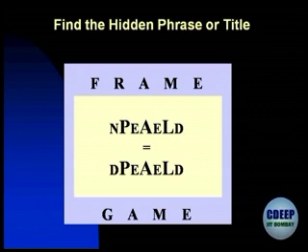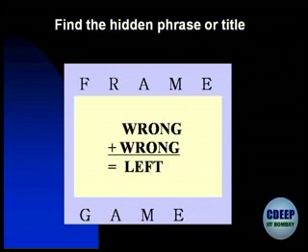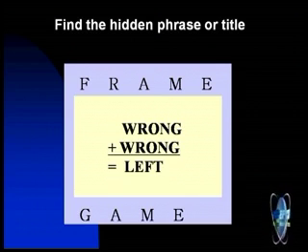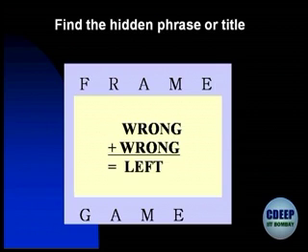What is the next one? Number three, who had it? Yeah, this is very good. What is the equation they say? Wrong plus wrong is equal to left. That means it is not equal to right. That means two wrongs do not make a right. So good one. Who was number four?